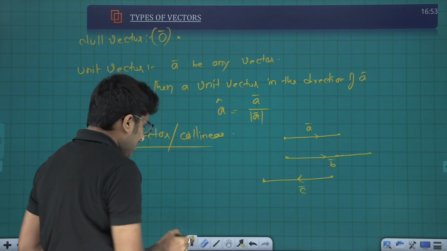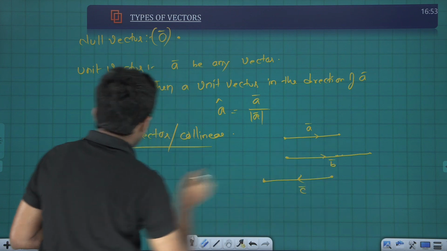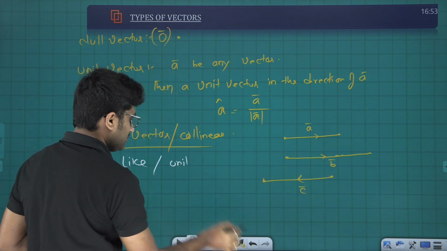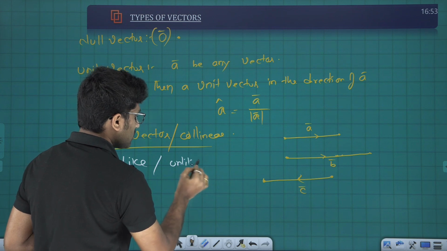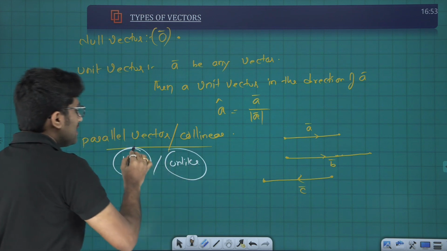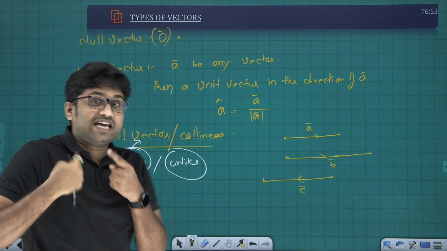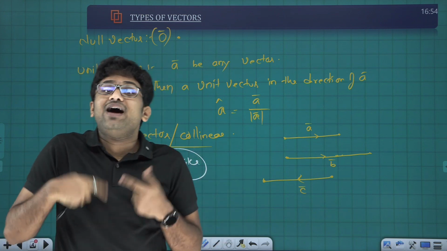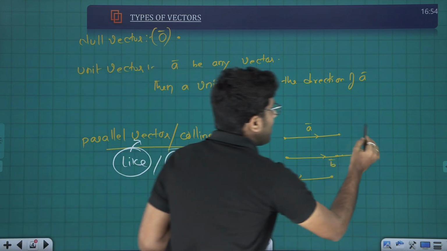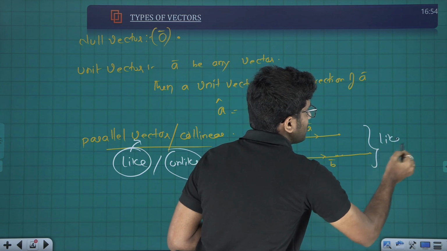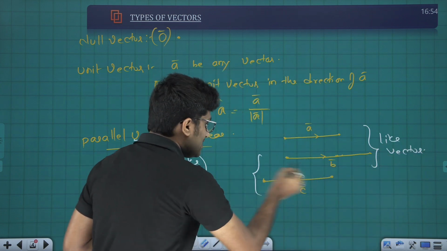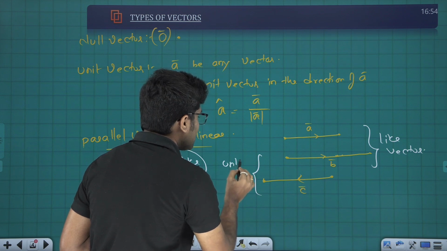But in parallel vectors, there are two classifications: like vectors and unlike vectors. Now, like vectors means parallel vectors which are in the same direction, and unlike vectors are parallel vectors which are in the opposite direction. So A bar and B bar are like vectors, friends, whereas B bar and C bar are unlike vectors.